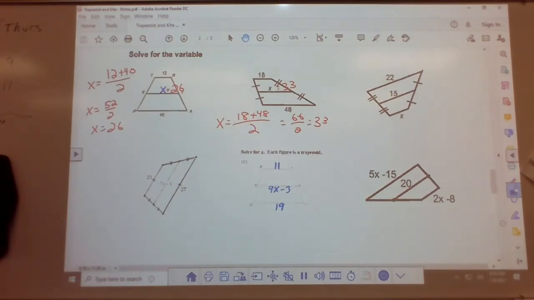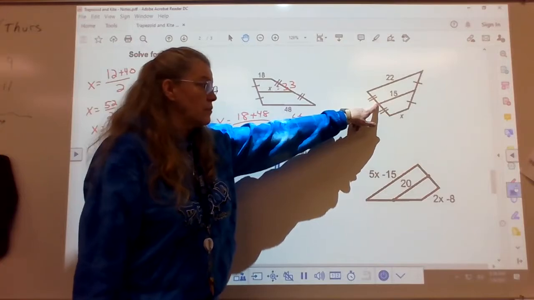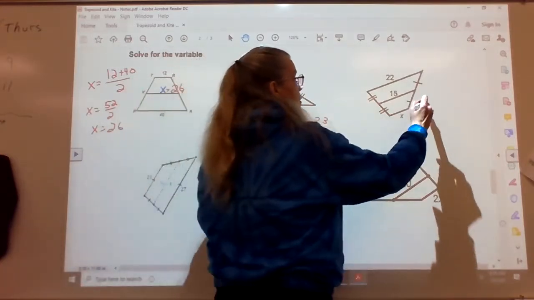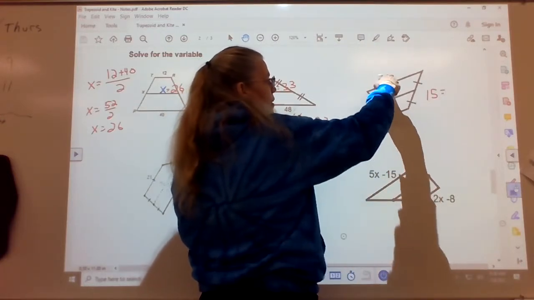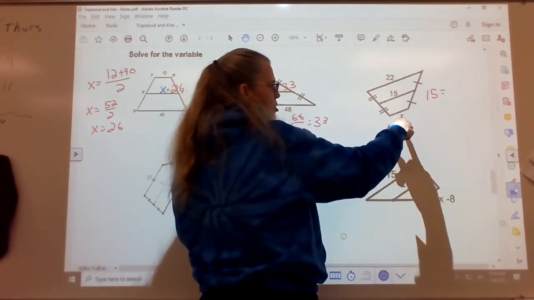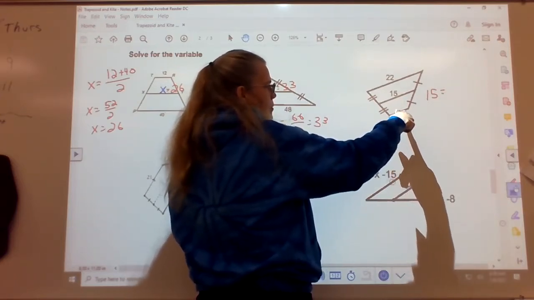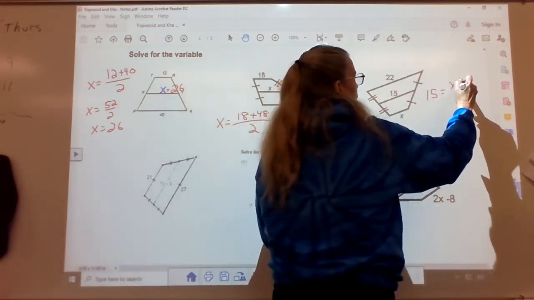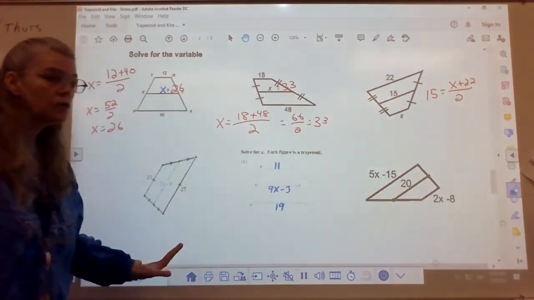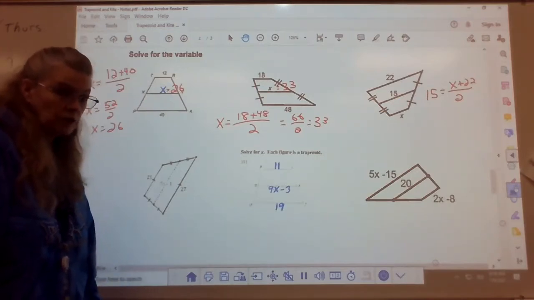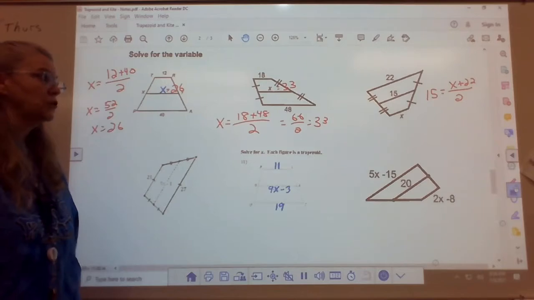Now this next one's a little bit different. My mid-segment, I know this time. So my mid-segment's 15. That's going to equal top, bottom. Doesn't matter which one's which. You can either put the x first or the 22. I'm putting the variable first if I can. So I'm going to put x plus 22, divided by 2. So I'm still using the formula. The formula is not changing. So it's the middle equals top plus bottom divided by 2.